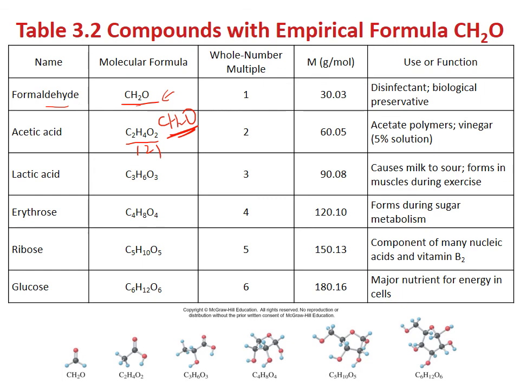Lactic acid, the molecular formula C3H6O3, the ratio is also 1 to 2 to 1. So it has the same empirical formula. These compounds all have the same empirical formula but different molecular formulas, and they have totally different properties.